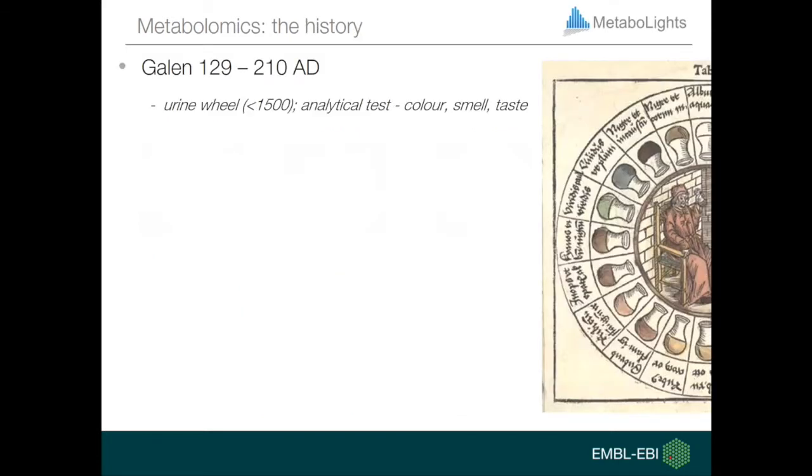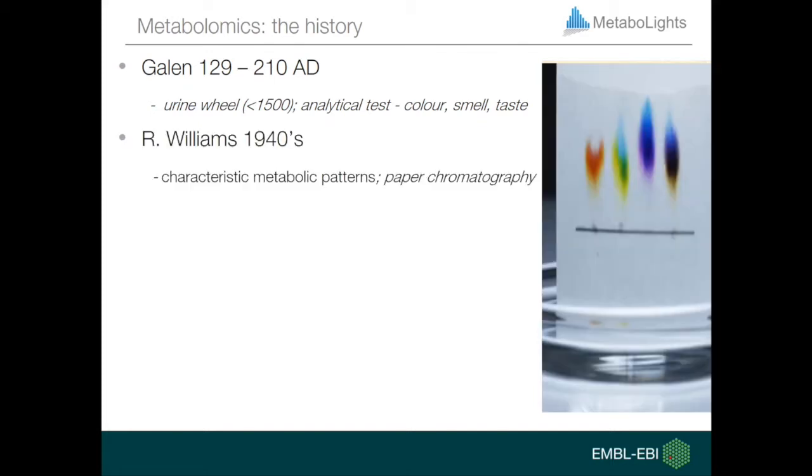As I mentioned, Galen was around a long time ago with his urine wheel. You looked at the color, you smelled it, you tasted it. It was difficult to be a doctor in those days. And that's how you diagnosed illness.